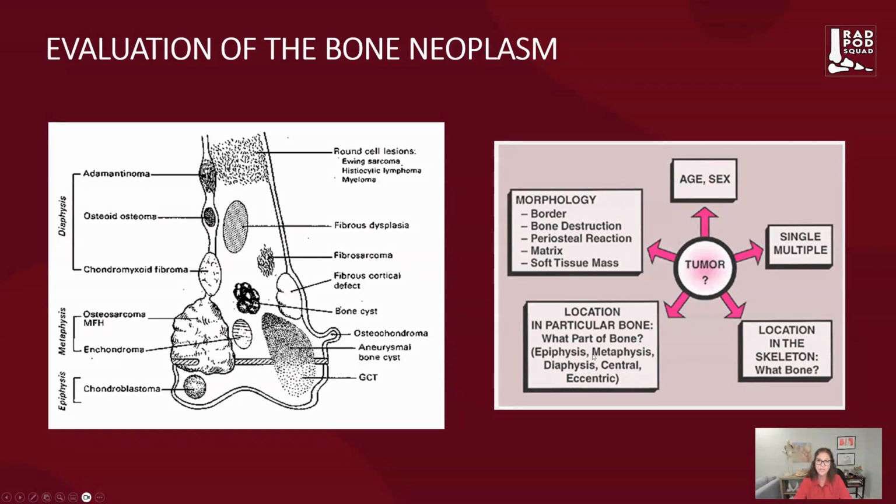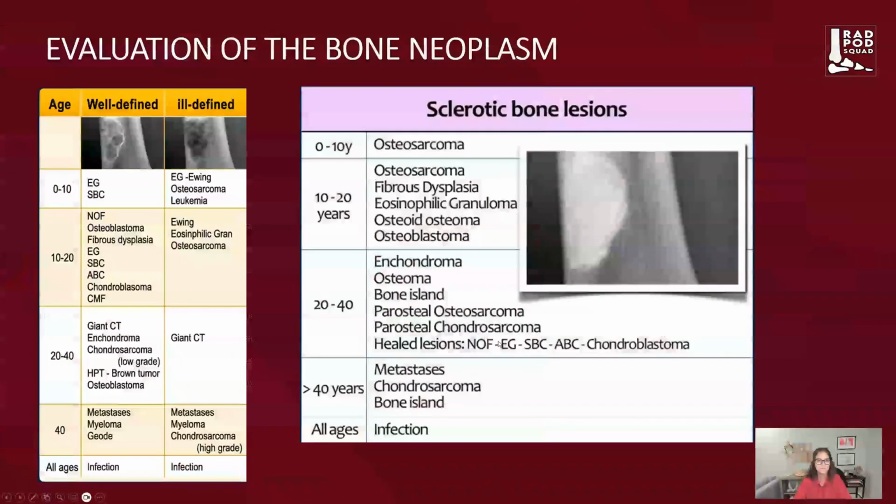And of course, looking at the lesion itself, the morphology, the borders. Is it destroying any of the surrounding structures? Is there a periosteal reaction, matrix, and soft tissue mass? The age of the patient is extremely important.